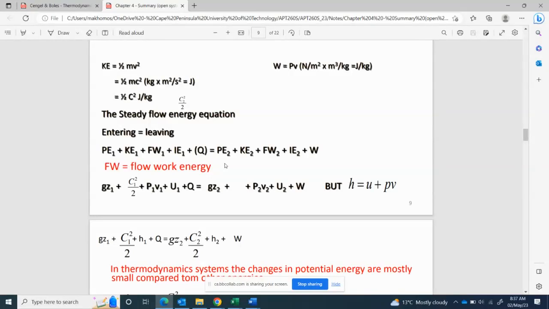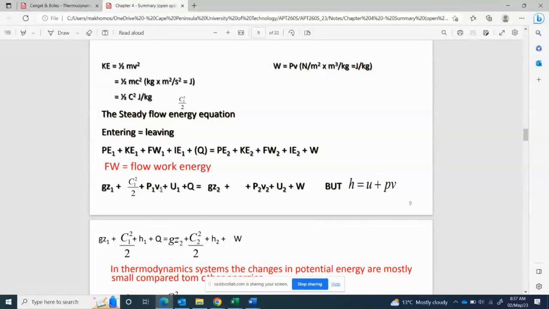Now, the kinetic energy, we know kinetic energy is what? It's half C squared. We don't use V here because V in thermodynamics stands for volume. So for velocity, we are going to use the letter C. In other words, we have potential energy that we are going to scratch off when we solve problems, plus the kinetic energy, which is velocity squared divided by 2, plus P1V1, which is the flow energy, plus U1, which is internal energy, plus Q.